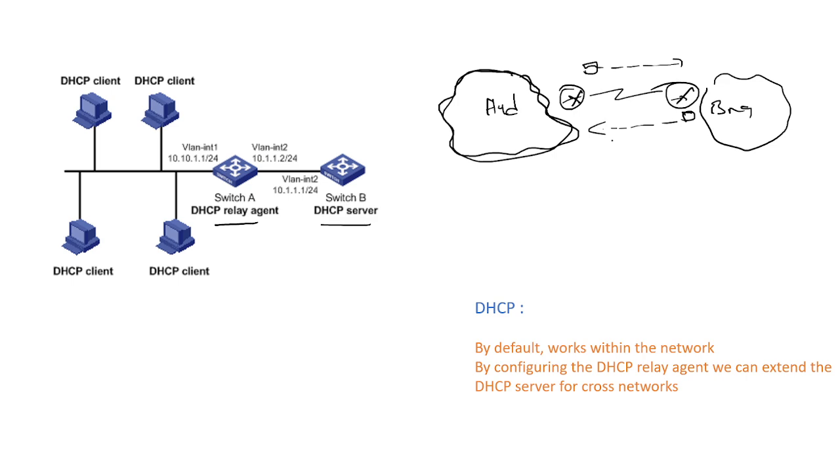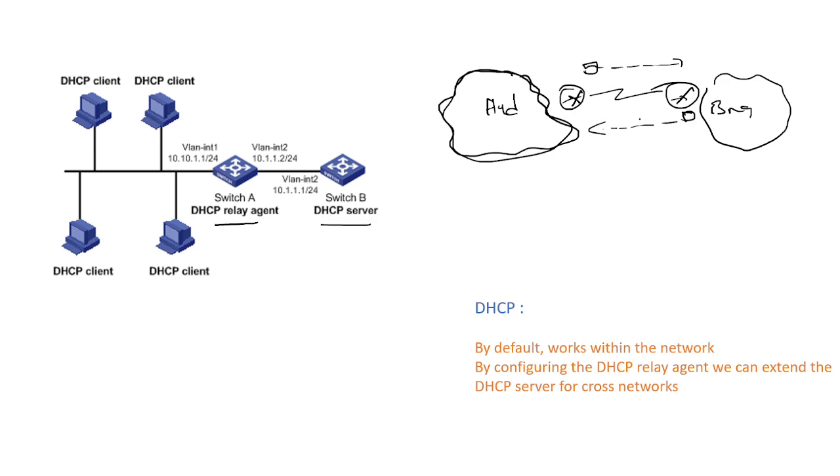Sometimes the DHCP server sends a broadcast packet. As soon as the broadcast packet reaches the router, since there is no destination address, it will just discard it. And that is the reason that by default DHCP works only within the network, not between networks.